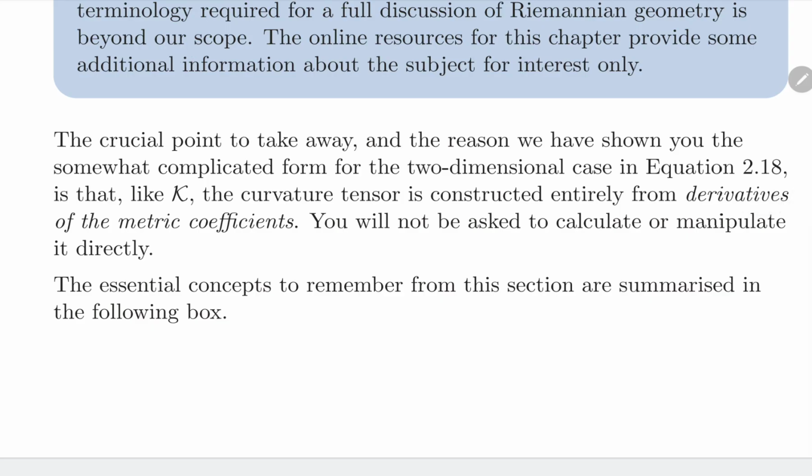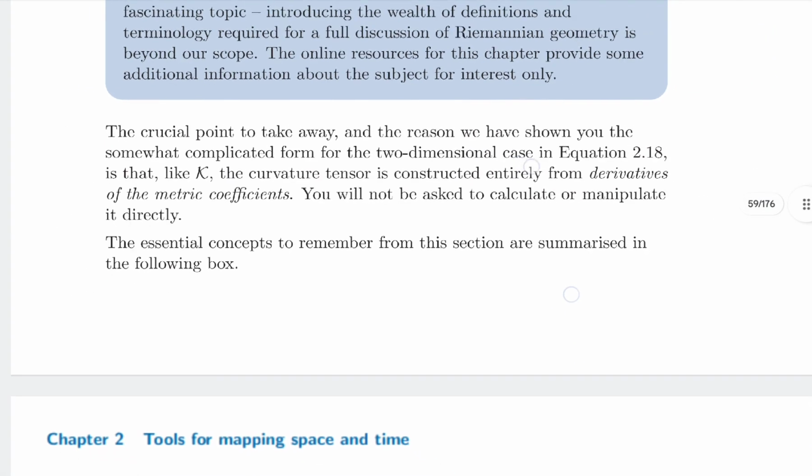The crucial point to take away, and the reason we have shown you the somewhat complicated form for the two-dimensional case in equation 2.18, is that, like K, the curvature tensor is constructed entirely from derivatives of the metric coefficients. You will not be asked to calculate or manipulate it directly. The essential concepts to remember from this section are summarized in the following box.